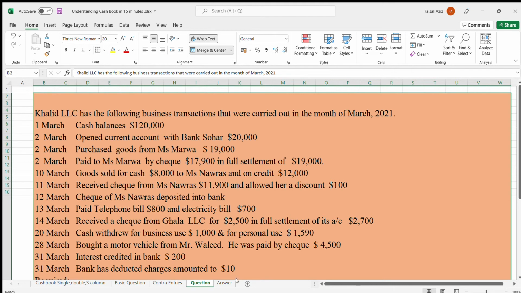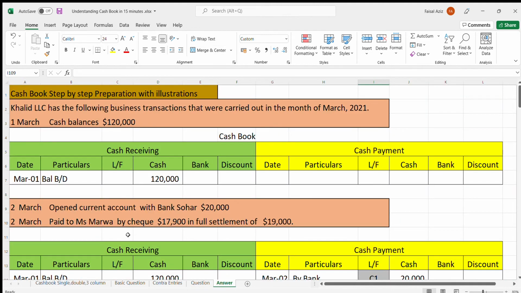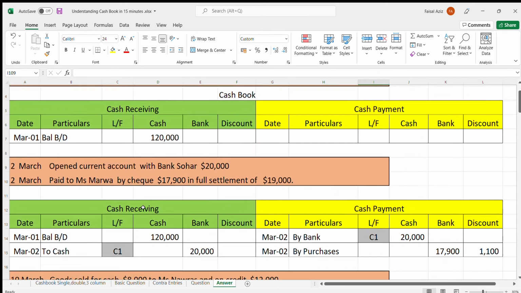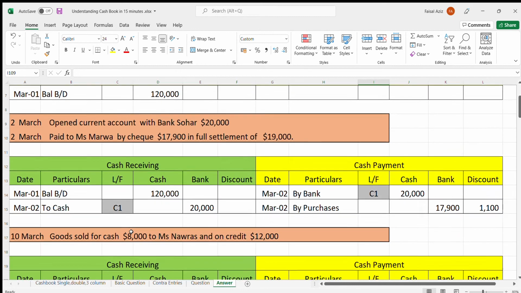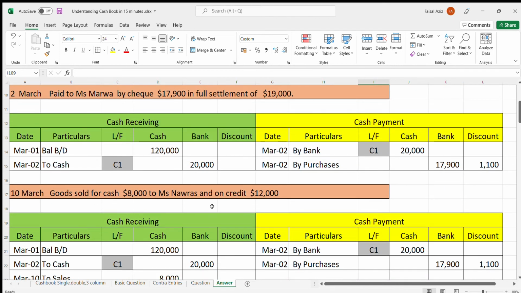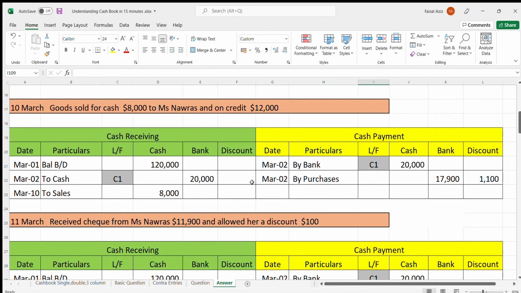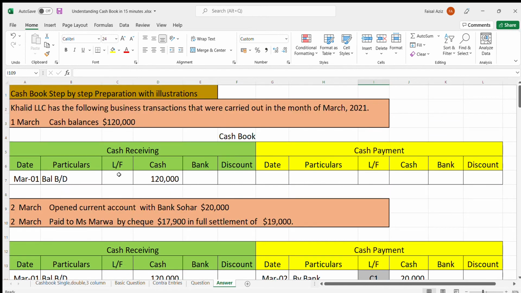So what I have done here is I have listed all the transactions one by one, and then I have recorded these transactions in a 3-column cash book. As I move further, you will see that I will be recording all these transactions one by one. This will be very helpful for you to understand. So let's start with the first transaction.